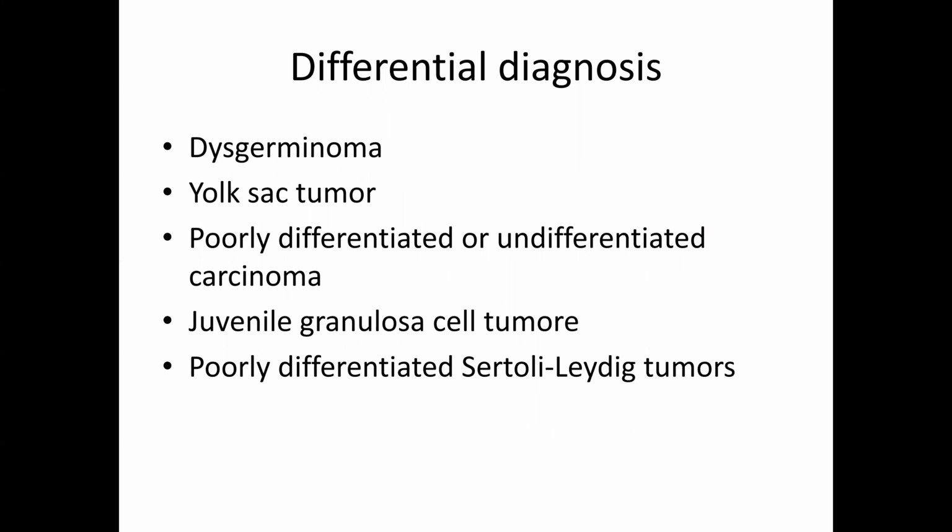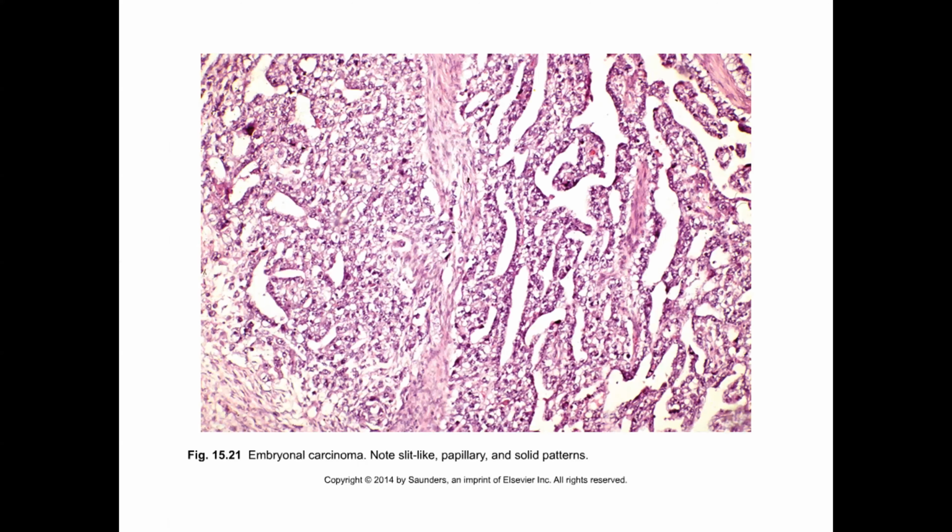Differentially, it falls into the realm of other germ cell tumors versus just a very poorly differentiated or undifferentiated carcinoma. Occasionally juvenile granulosa cell tumor, although it's usually more pleomorphic and clearly malignant compared to juvenile granulosa cell tumor. And some poorly differentiated Sertoli-Leydig tumors can also look like this.